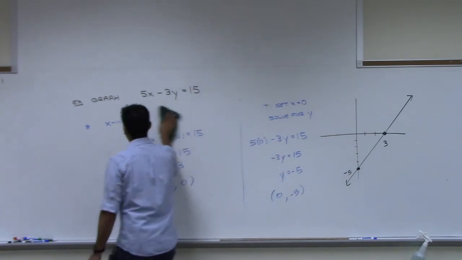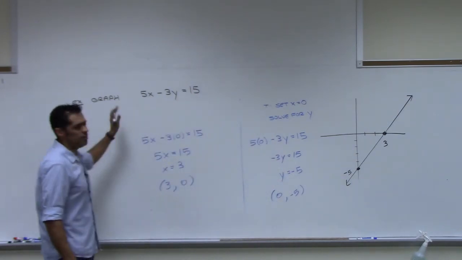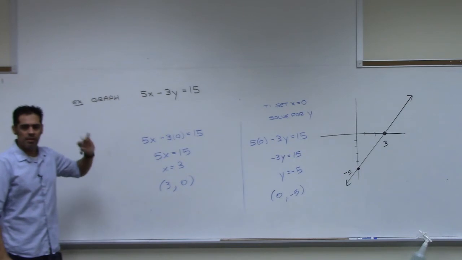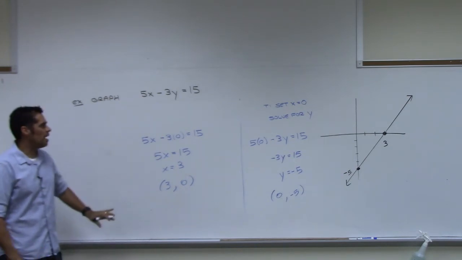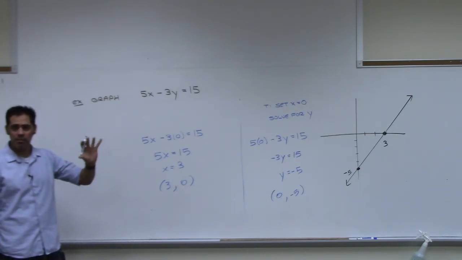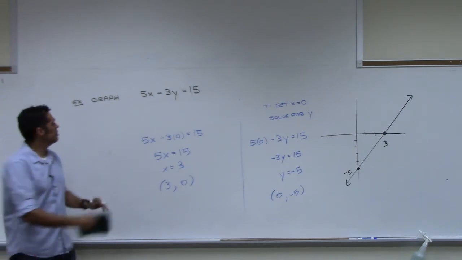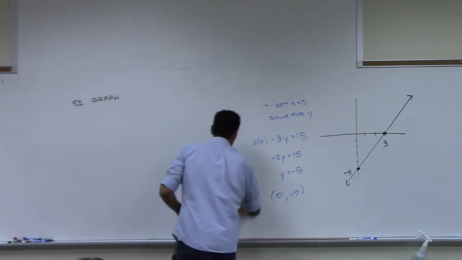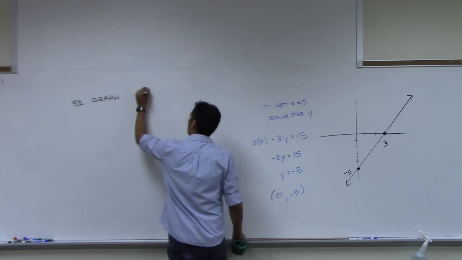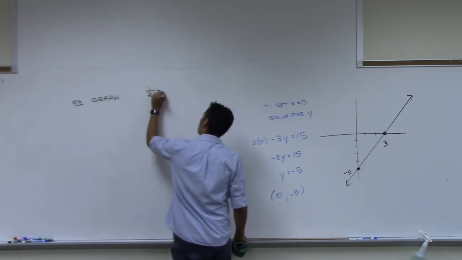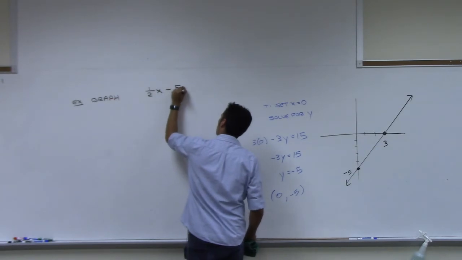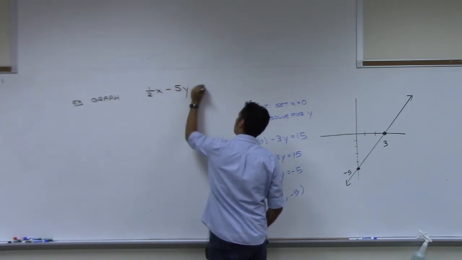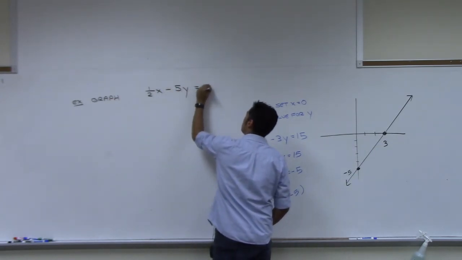Now, that example was very, very simple. There were no fractions involved. When you do your homework, I'm sure there will be some fractions. Would you like to see a fraction problem? Yes? You want to see one? Okay, let's get one where the numbers get a little uglier. So how about 1/2 x minus 5y equals 8.